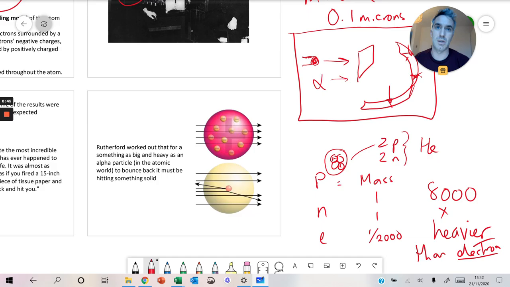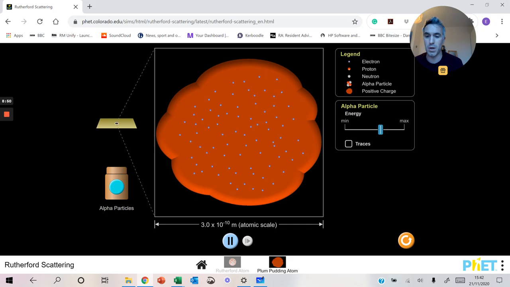So, if we go back to this and we fire our alpha particles through, for something that's 8,000 times heavier than the electrons, we would expect nothing to happen. And the sponge is just a sponge, so they just fly on through. Nothing really happens.